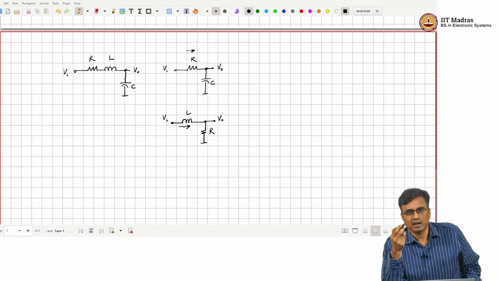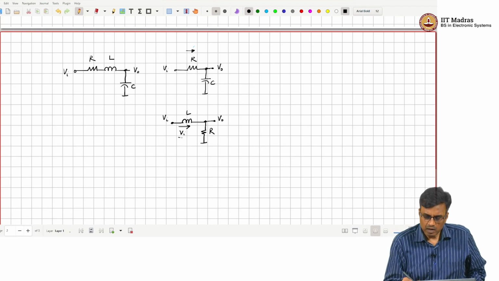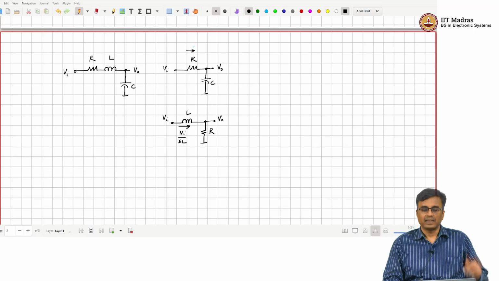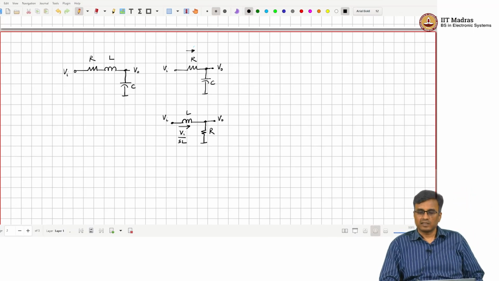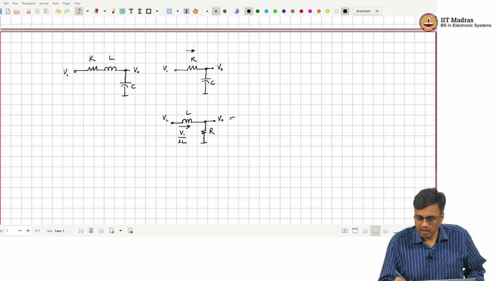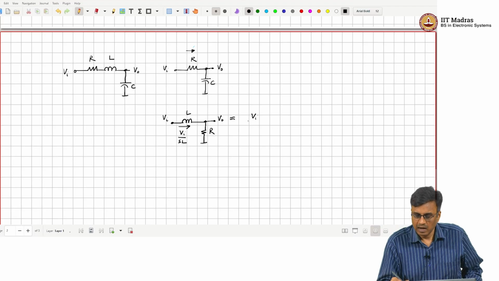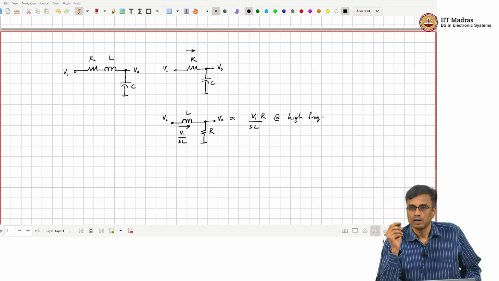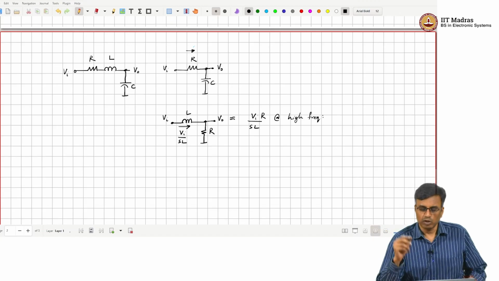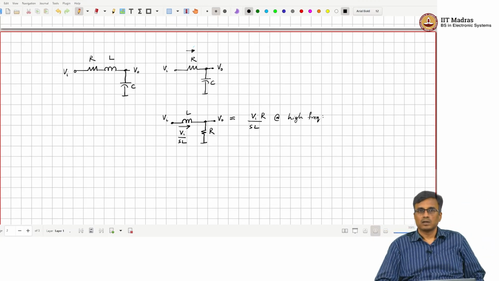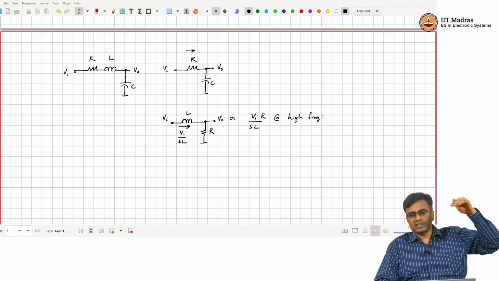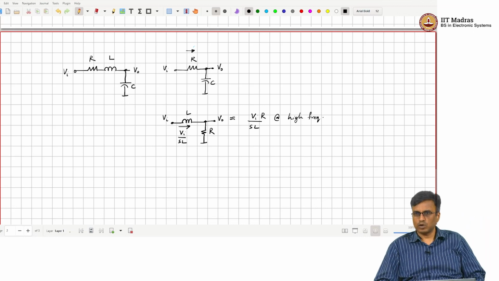So, what is the current flowing through the inductor? Vi over SL, and that flows through the resistor. So, at high frequency, what is the output voltage? Vi by SL times R. Right. So, this is also again a first order, it is rolling off at high frequencies as 1 over S, right. So, this is a first order low pass filter.